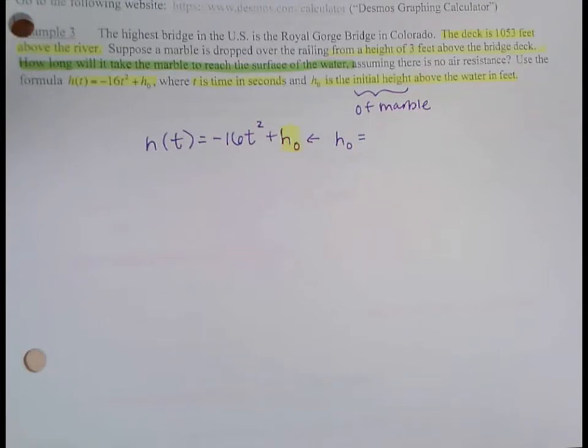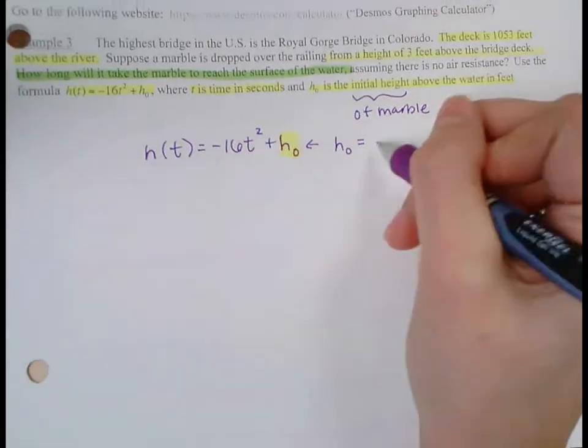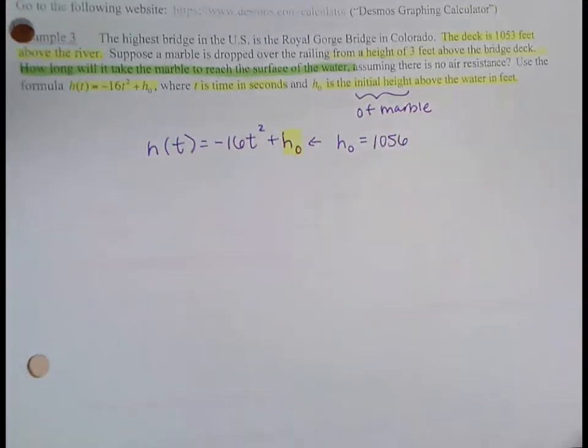All right, anyone think they have it? Grace? 1,056. How did you get that?